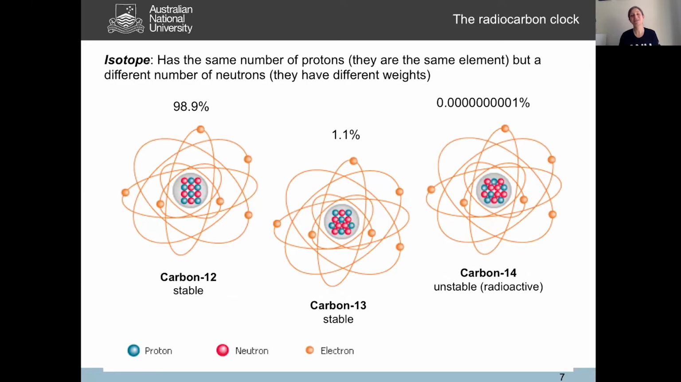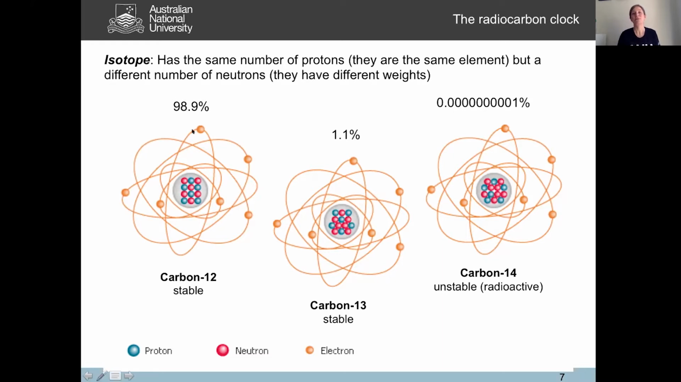that an element can have multiple different forms, and these forms are called isotopes. So an isotope has the same number of protons, but a different number of neutrons in its nucleus. So the number of protons defines what an element is. So all atoms of carbon have got 6 protons in their nucleus, but you can have different weights of carbon. So carbon-12 has got 6 protons and 6 neutrons in it. So it has a mass of 12.